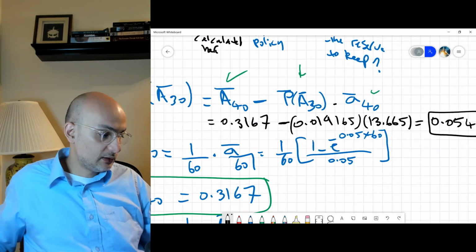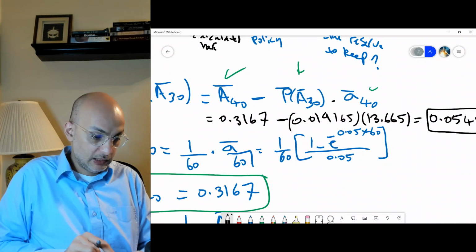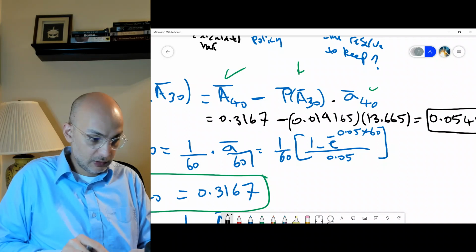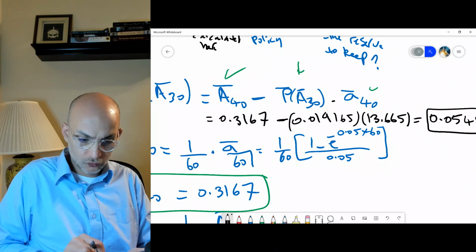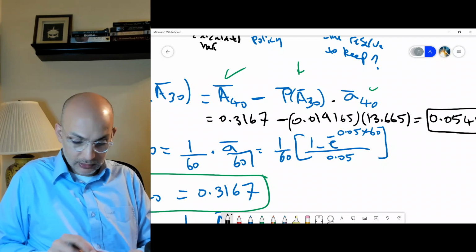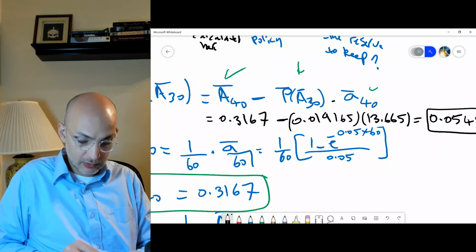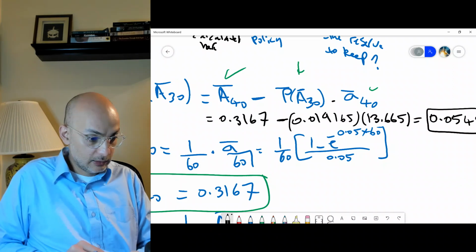Let me double check it just to make sure. We have the 0.3167, we subtract from it 0.01965 multiplied by 13.665. Can I just do it again? 0.3167 minus 0.01965 multiplied by 13.665.